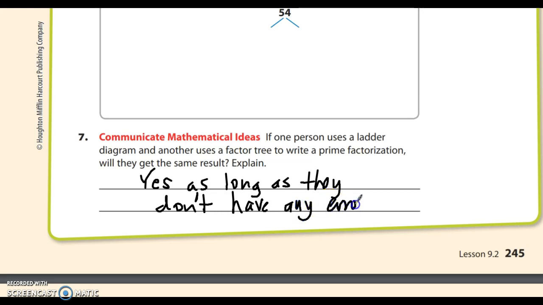Okay, great job. You're done with page 245.